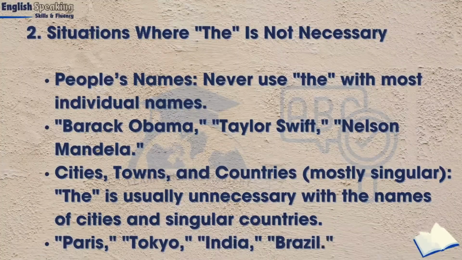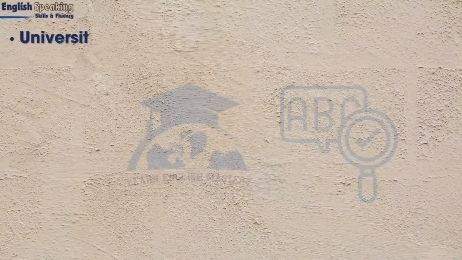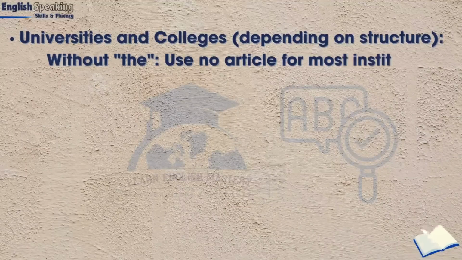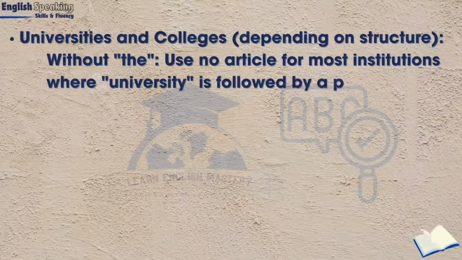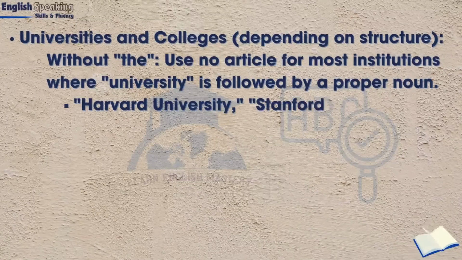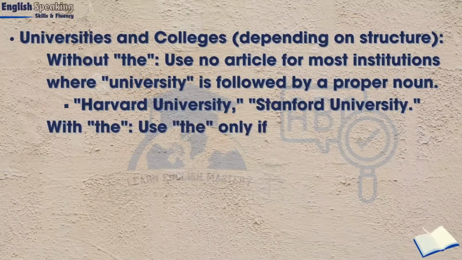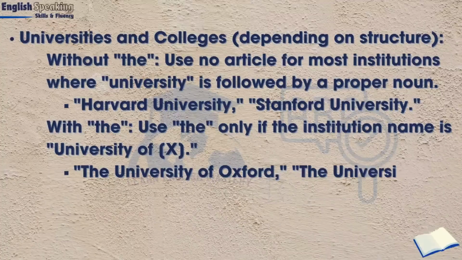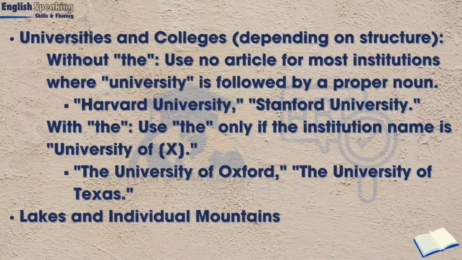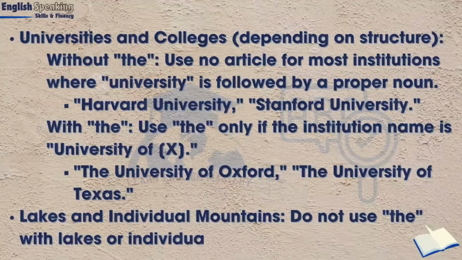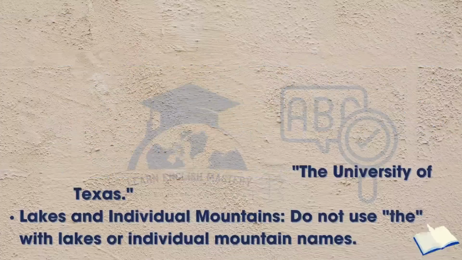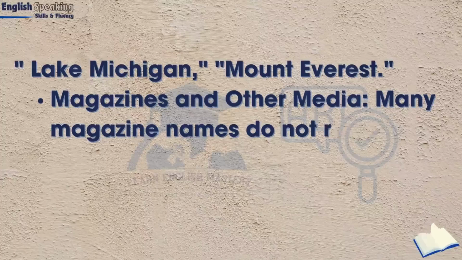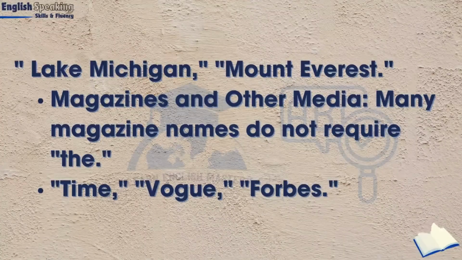Paris, Tokyo, India, Brazil. Universities and colleges, depending on structure. Without "the": use no article for most institutions where university is followed by a proper noun: Harvard University, Stanford University. With "the": use "the" only if the institution name is "University of X": the University of Oxford, the University of Texas. Lakes and individual mountains: do not use "the" with lakes or individual mountain names: Lake Michigan, Mount Everest. Magazines and other media: many magazine names do not require "the": Time, Vogue, Forbes.